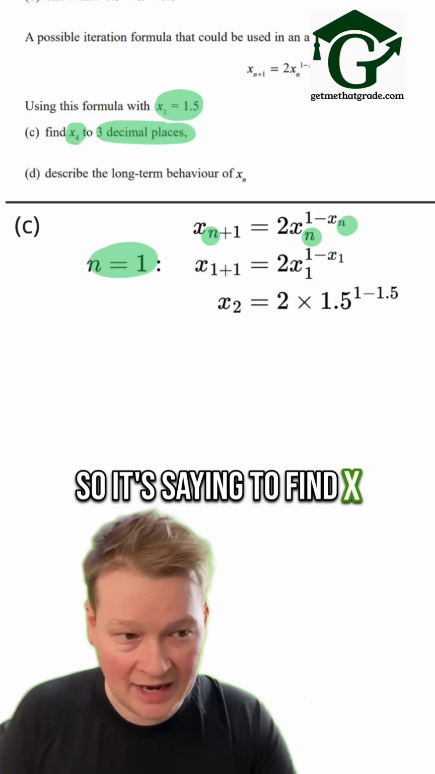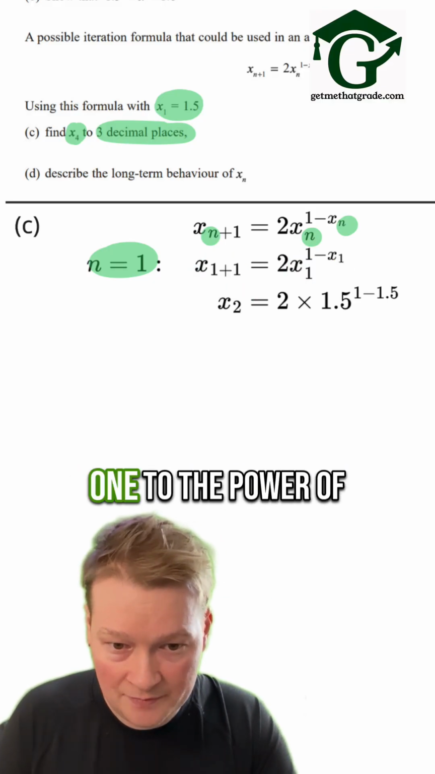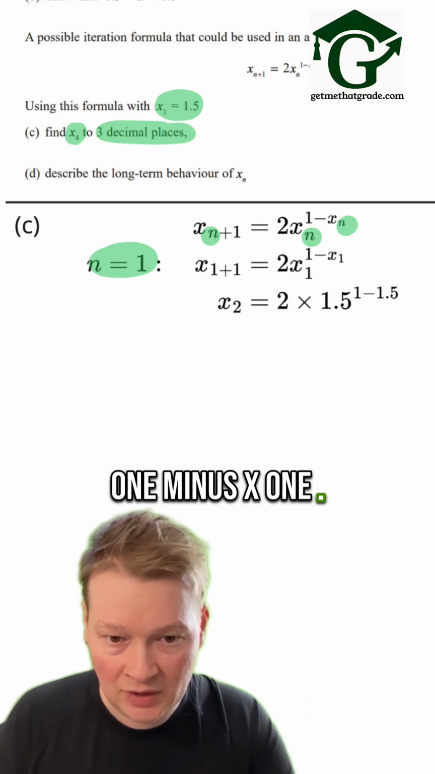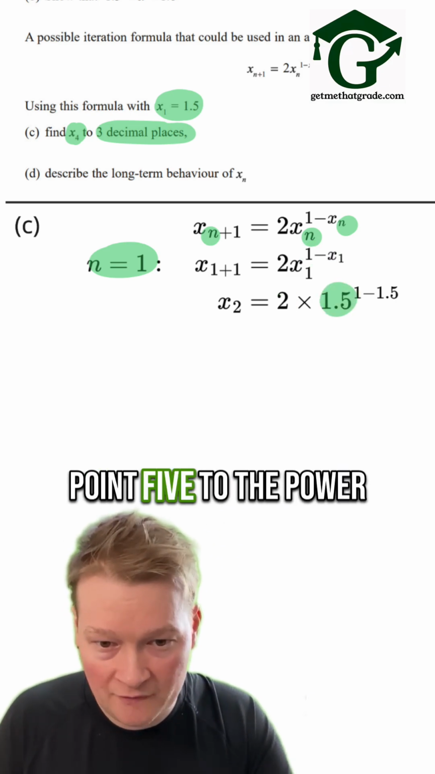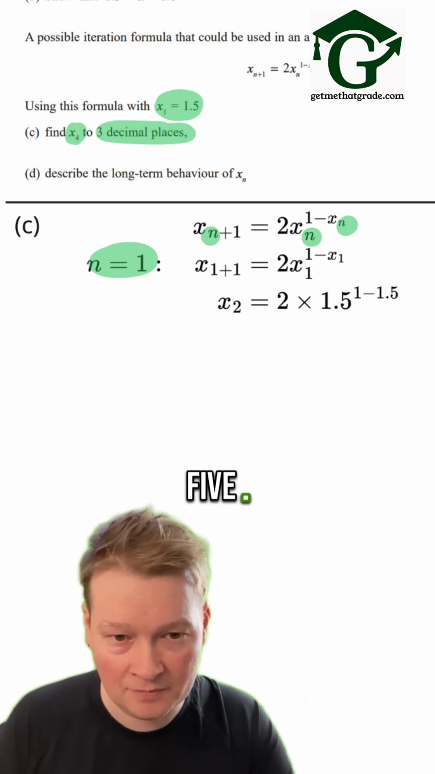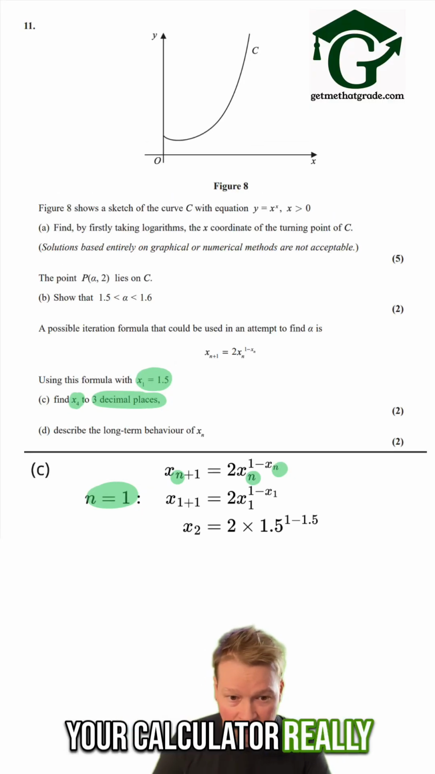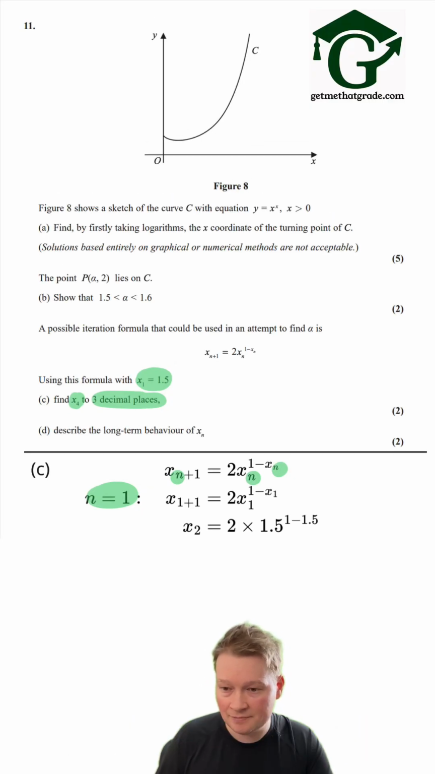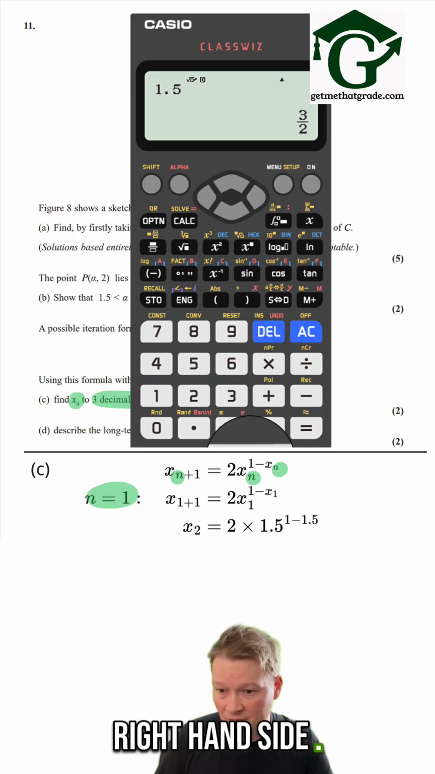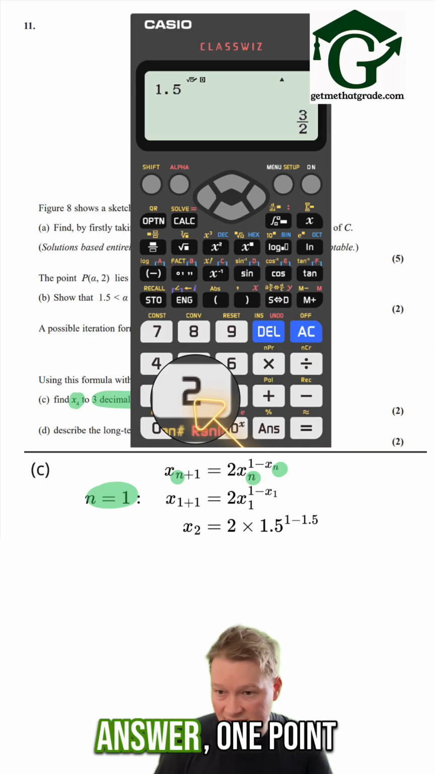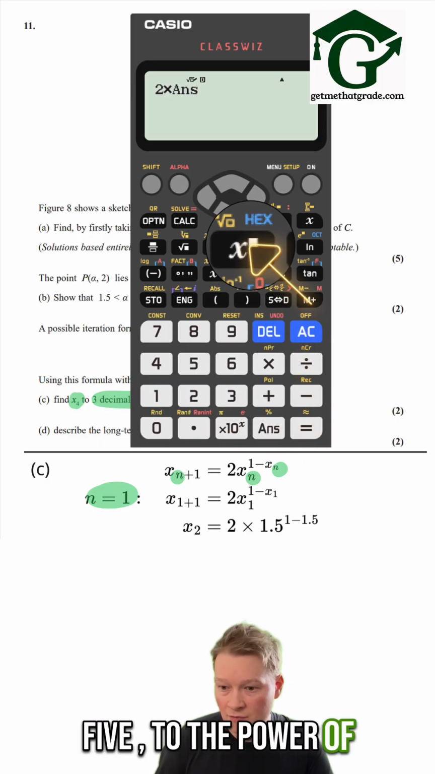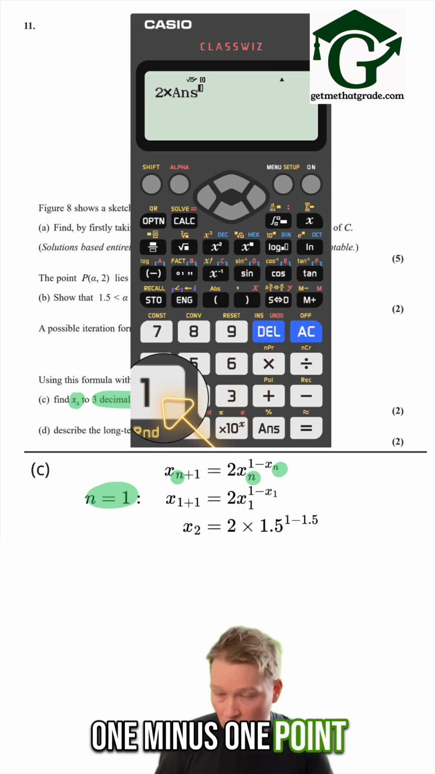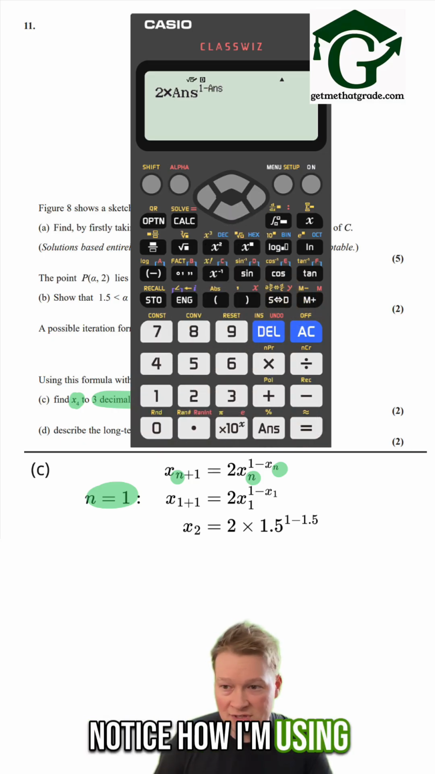So it's saying to find x2, I do 2 times x1 to the power of 1 minus x1. So I'm doing, in this case, 2 times 1.5 to the power of 1 minus 1.5. Let me show you how you can type this into your calculator really efficiently. First, you type 1.5 equals into your calculator. Then we set up the right-hand side. It was 2 times the answer, 1.5, to the power of 1 minus 1.5, the answer. Notice how I'm using the answer key there.